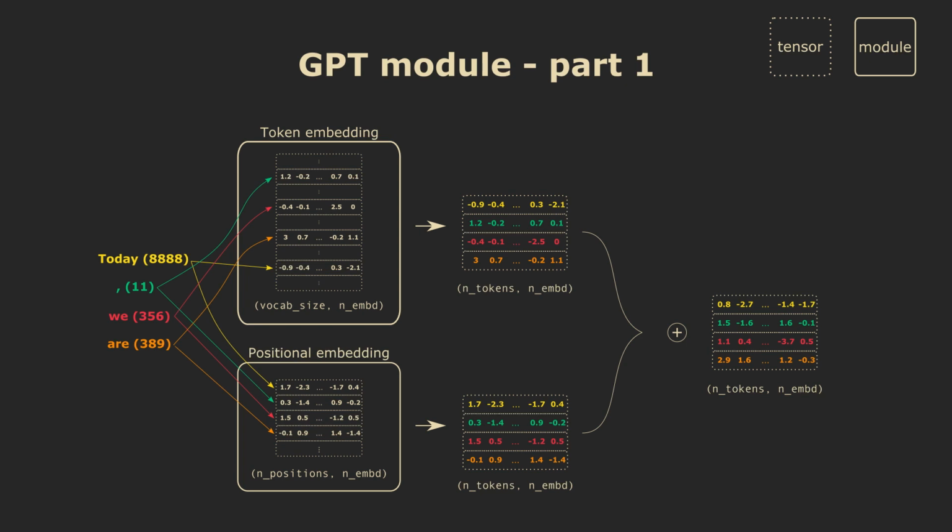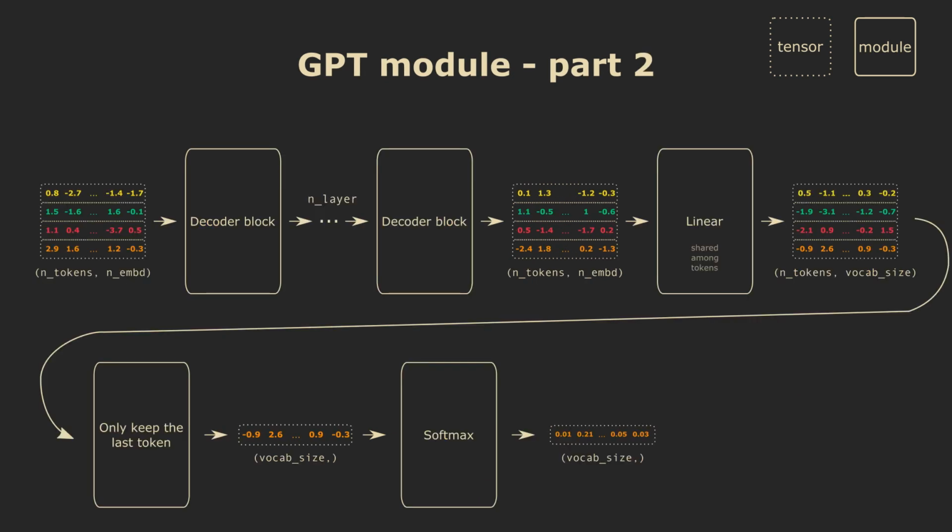The token embedding module basically holds one learnable embedding for each token in the vocabulary, and the positional embedding has one learnable embedding for each position the token can have in the input text. And finally, we just take the token and the positional embeddings and we element-wise sum them together, and we are done with the first part.